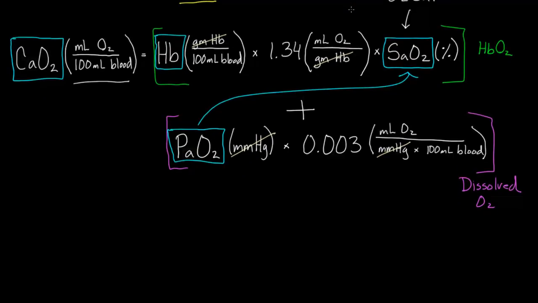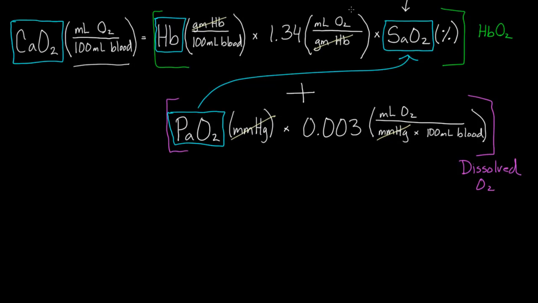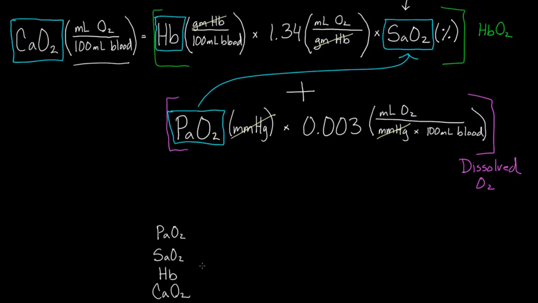So let's actually use this formula. Let's think through this. When I think through it, I always go through all of my 4 variables. Let me jot them down here so we keep track of them. Let's do PaO2, SaO2, and then hemoglobin, and the total oxygen content. These are my 4 variables. Now let's do a little problem together.